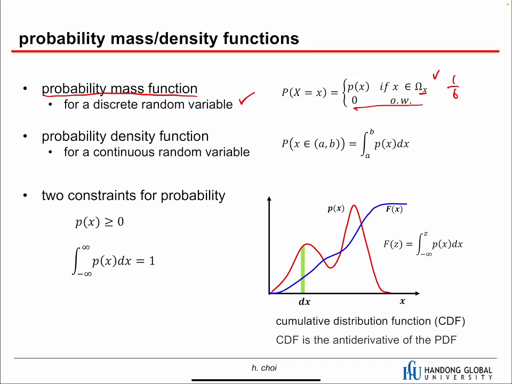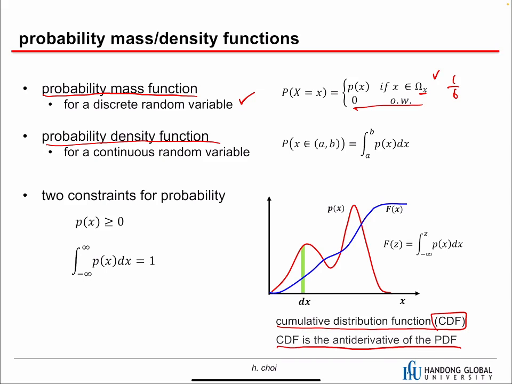When we toss a coin, we have only head and tail, nothing else. For a dice, we have only 6 numbers. The probability for 7 is 0 because we don't have 7 in the dice. And for a continuous random variable, we can define the probability density function, which is a continuous function. And the cumulative distribution function, CDF, is the integral of the PDF, and the PDF is the derivative of the CDF.